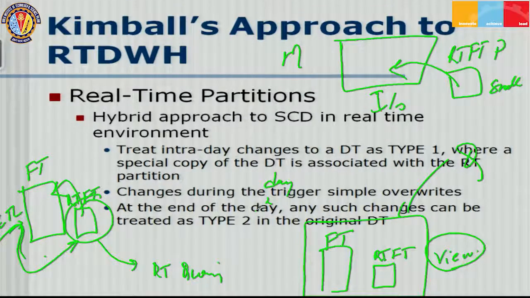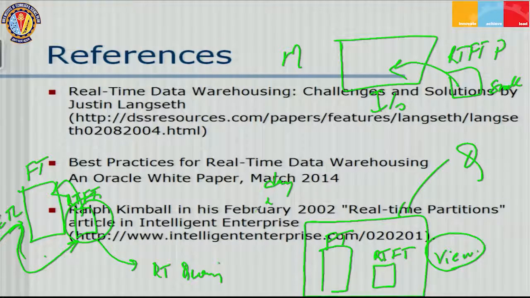So during the day it is type 1, and this type 1 handled dimension is associated with the real-time fact table partition. And during the night, when we push all the data from the real-time fact table partition into the static fact table, we also apply type 2 changes to the dimension tables. So this is how it is handled. It is not that we just focus on the fresh facts, we also incorporate fresh dimensions using type 1 changes. And these are the references that I have used for this.